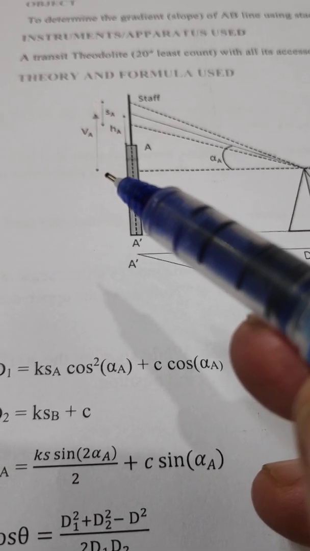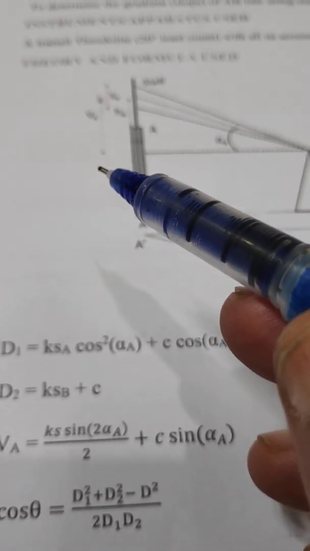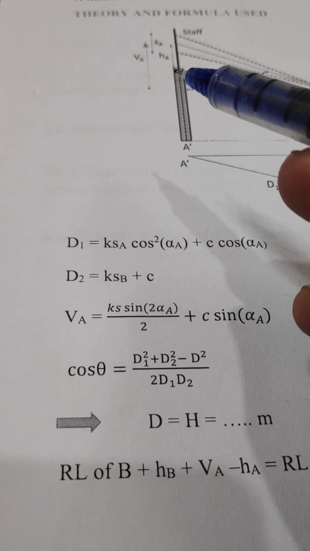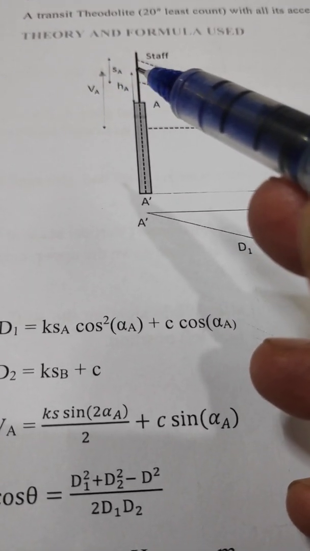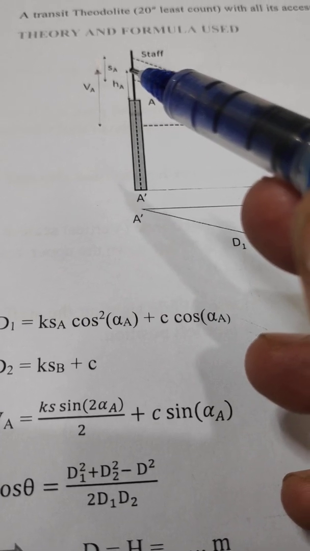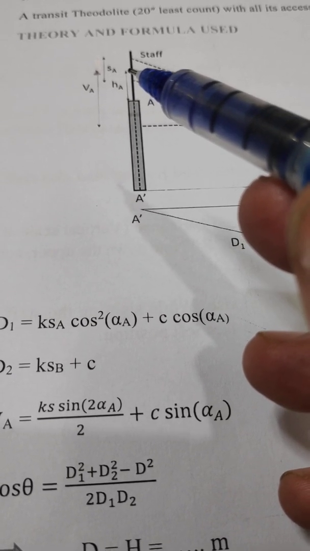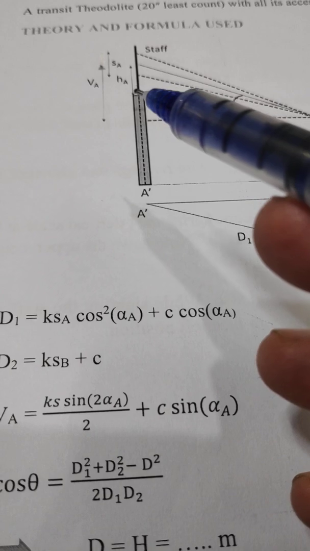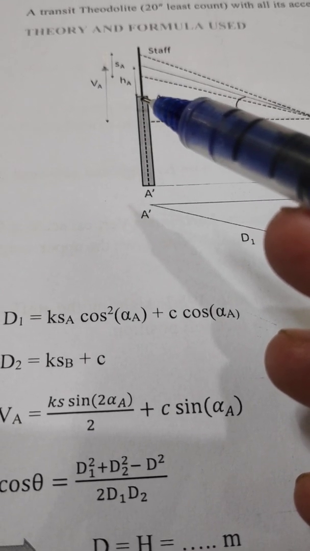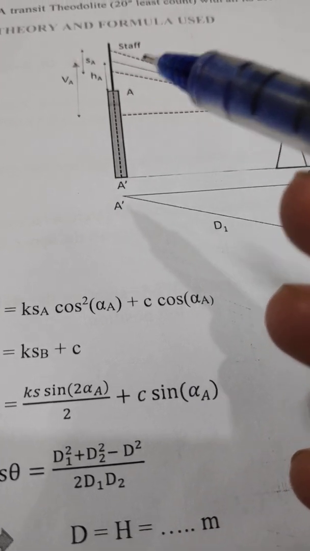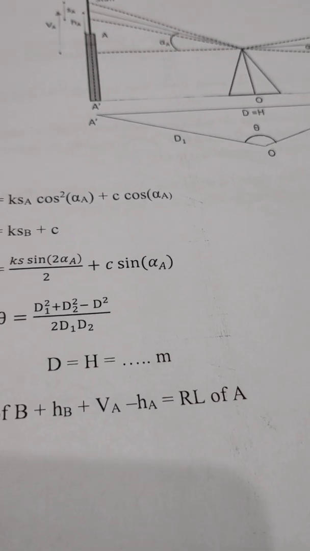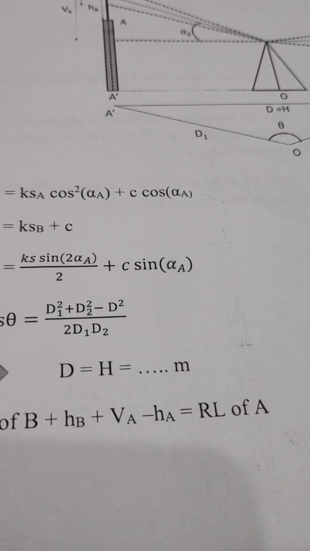Okay. Now you add VA to it, you will reach the central wire reading of the tachometer. And if you subtract from this point HA, you will reach the RL of A. इस तरीके से आपको RL of A मिलेगा. देखिए, this is equal to RL of A.